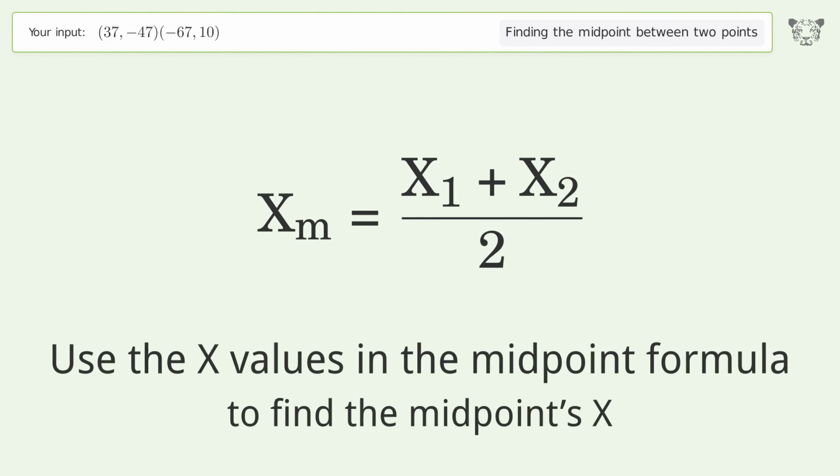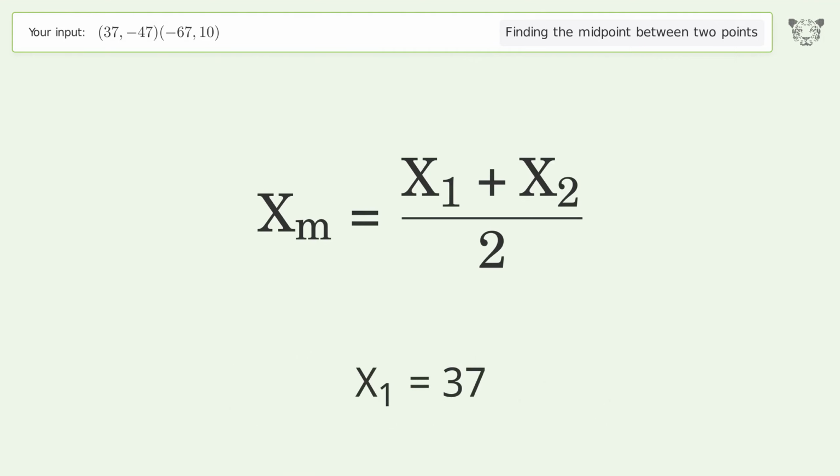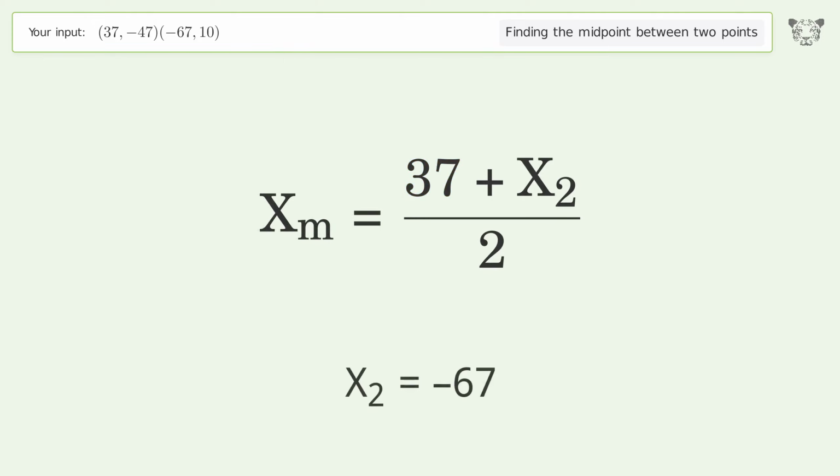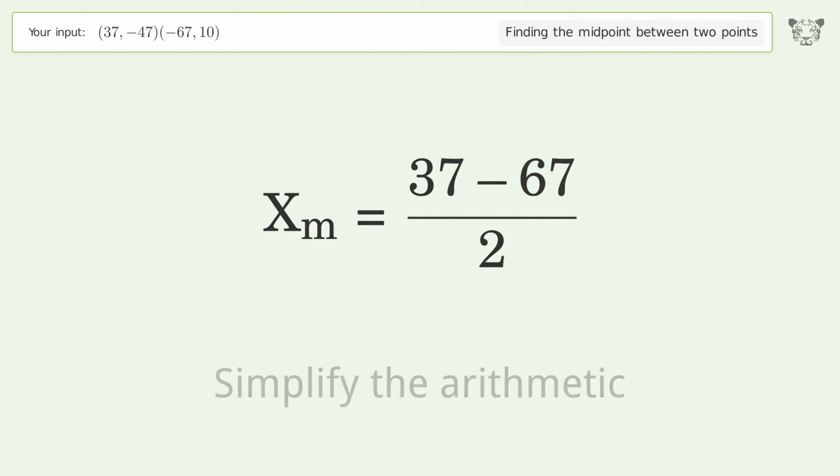Use the x values in the midpoint formula to find the midpoint's x. x1 equals 37. x2 equals -67. Simplify the arithmetic.